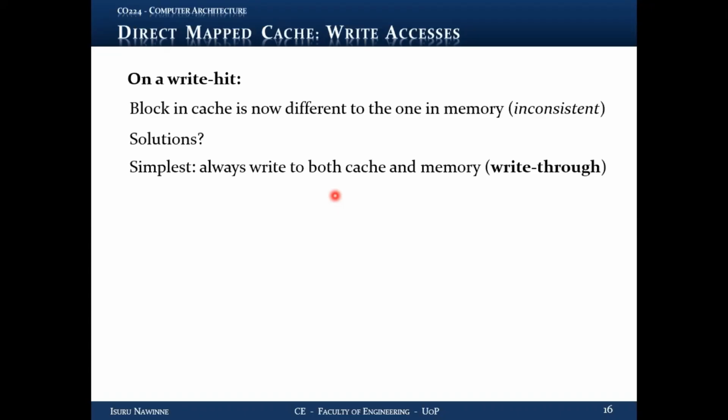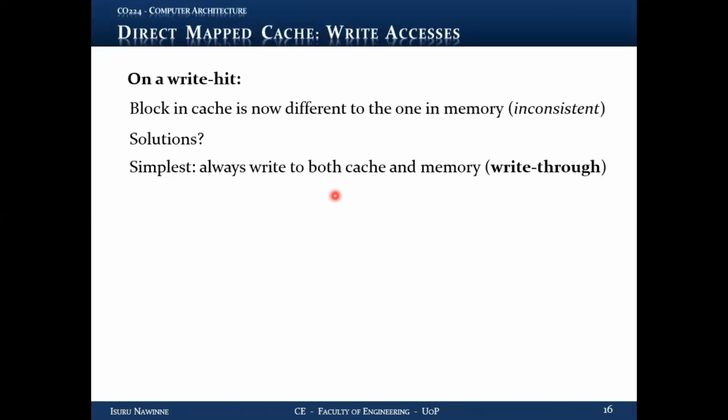Okay. So last week, what we talked about in the lecture was how write accesses are handled by the cache controller in a direct mapped cache, right? So previously we talked about read accesses, then the final thing we talked about was write accesses.